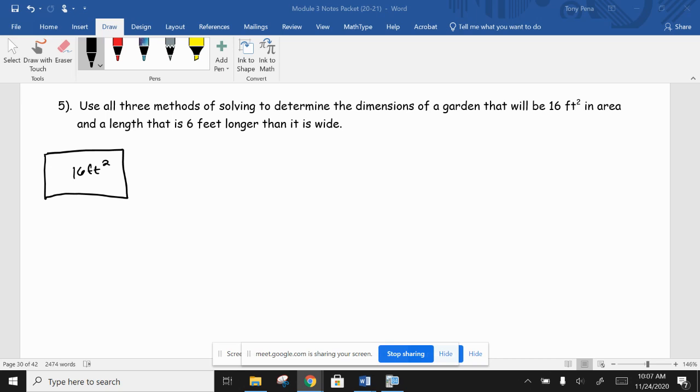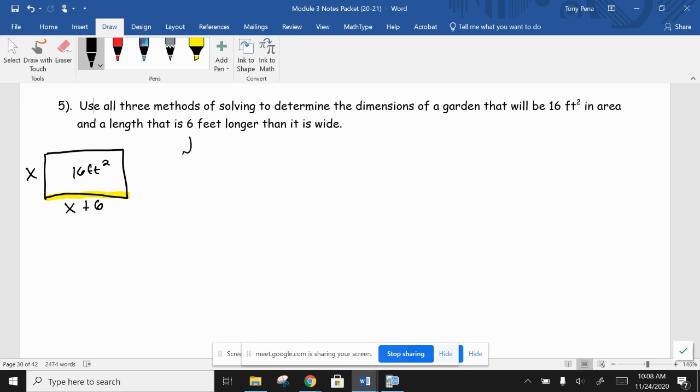Okay. So it says use all 3 methods of solving to determine the dimensions of a garden. That'll be 16 feet squared. So I put 16 feet squared, that's the area. And then we want the length to be 6 feet longer than it is wide. So we don't know either one of them. So let's say we made our width the x, then our length, so this would now be how long it is, needs to be 6 feet longer than the x that we just assigned for the width. So whatever that x would have been, we want the length to be 6 more than that. So 6 more would just mean we want to increase that by 6.